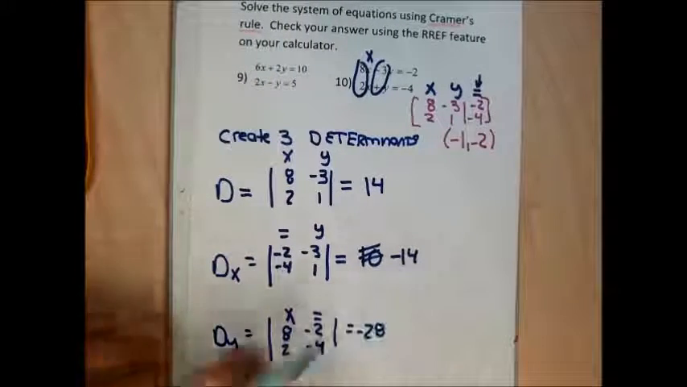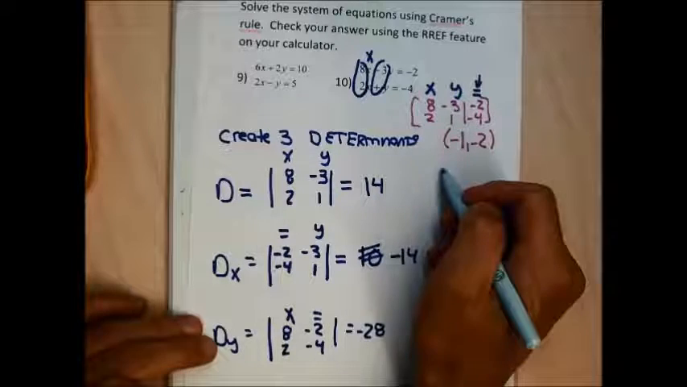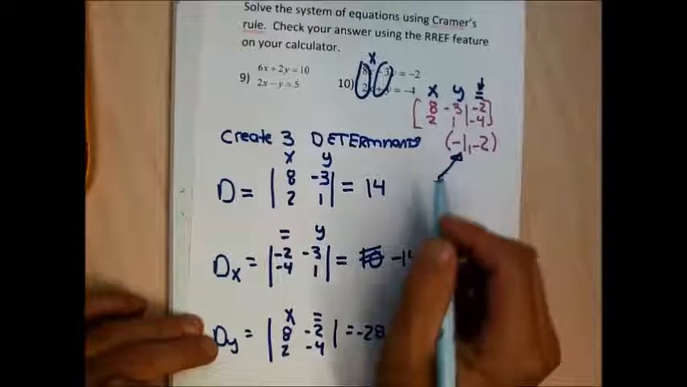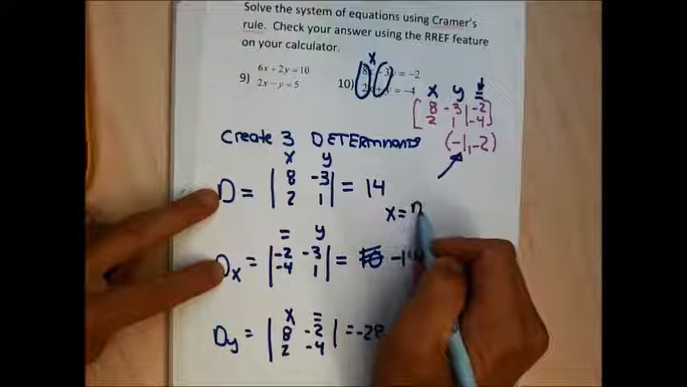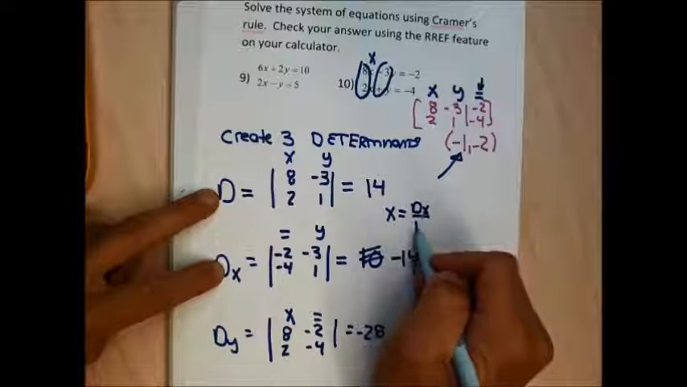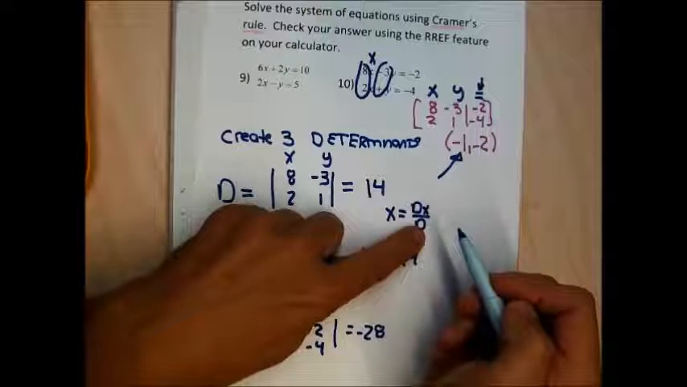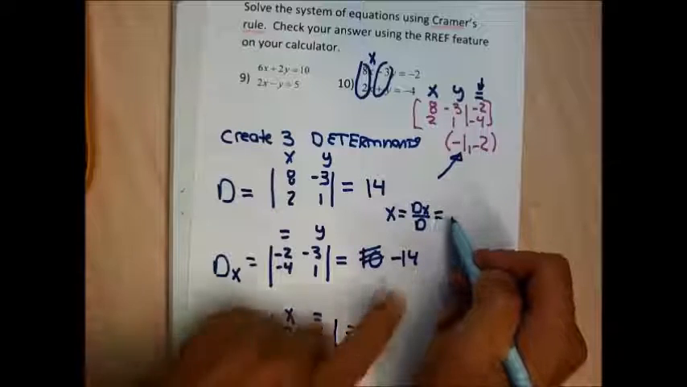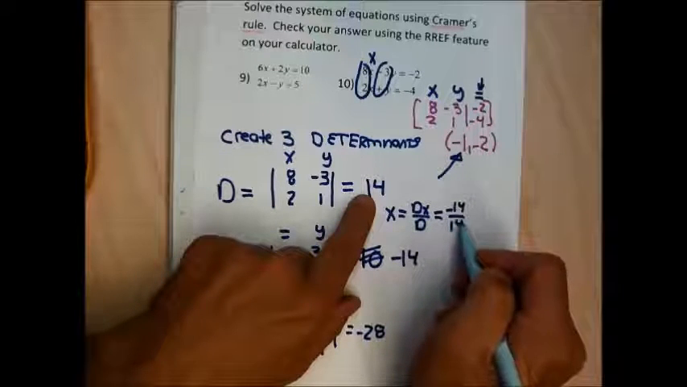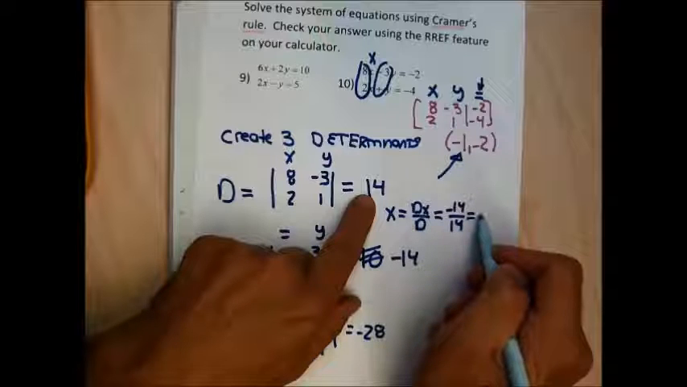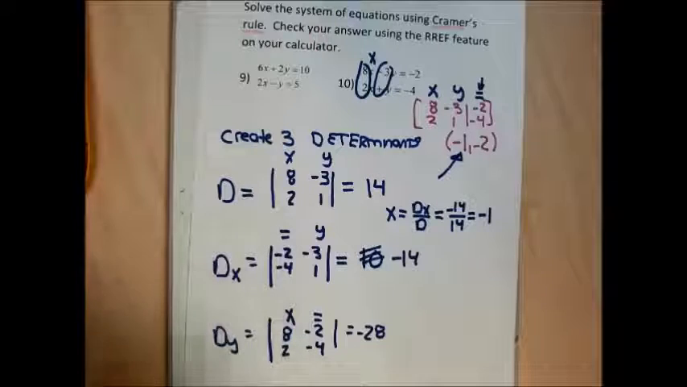Now I'm going to use the 3 determinants to get the answer, and it's super easy to do. To get the x equal to negative 1, I divide the D sub x number by the D number. X is going to be D sub x over D. You can kind of see the D's cancel and you're left with an x. The D sub x number is negative 14. The D number is positive 14. Negative 14 divided by positive 14 is negative 1. There's my x equal to negative 1.